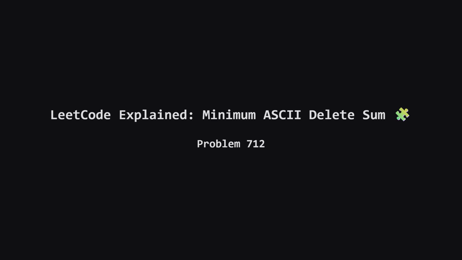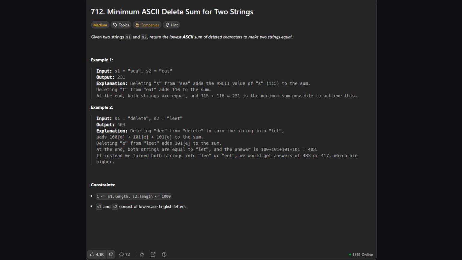Today we are tackling Leetcode problem 712, minimum ASCII delete sum for two strings. This is a really interesting problem that combines string manipulation with dynamic programming. It sounds a bit technical with the ASCII part, but I'll break it down so it's super clear. Let's get started. First, let's understand what we're being asked to do.